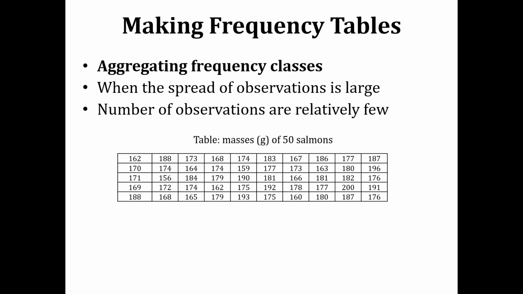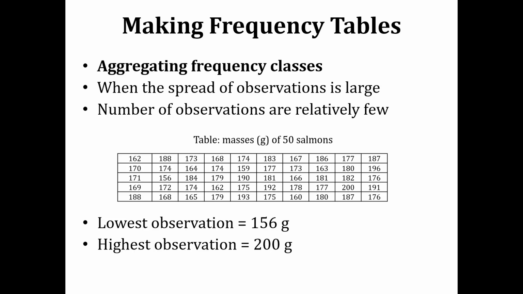What you can see in this data is that the lowest observation is 156 grams and the highest observation is 200 grams. And what is the spread of observations? What is the range of observations, or how many frequency classes do we have in this data? There are 45, right? So this data is quite spread. This data is spread into a large number of frequency classes. The number of observations is relatively few. The number of observations is only 50, but the number of frequency classes, the number of unit steps, is 45, which is quite large, right?